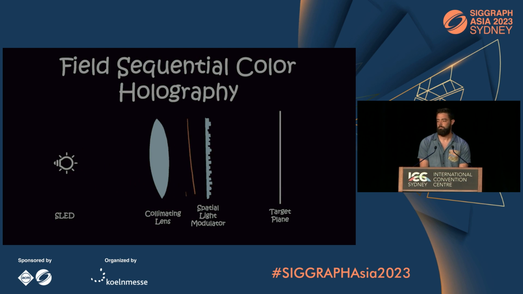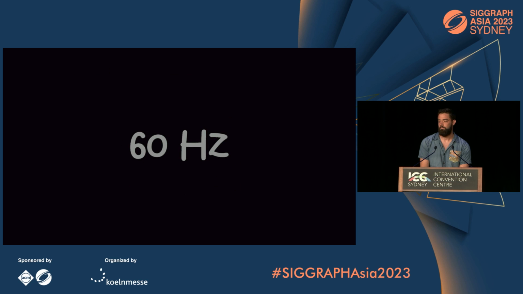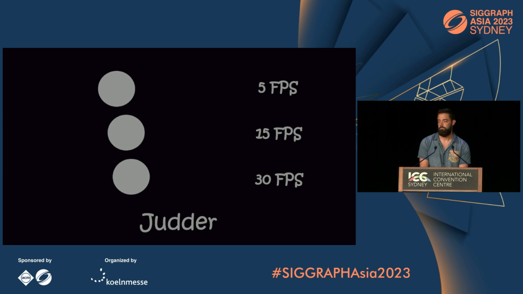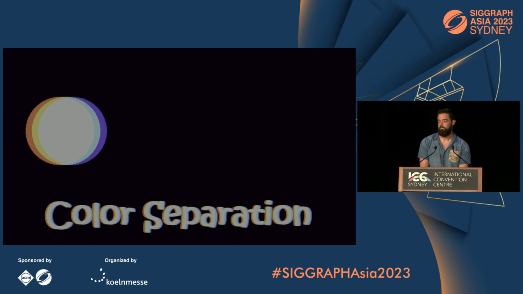Traditional holographic displays rely on field sequential illumination, meaning that a unique SLM pattern is displayed for each color channel. The persistence of vision causes these three frames to be perceived as a single full-color image. Unfortunately, this approach reduces the effective frame rate of the display by a factor of 3, leading to distracting artifacts such as judder and color separation.